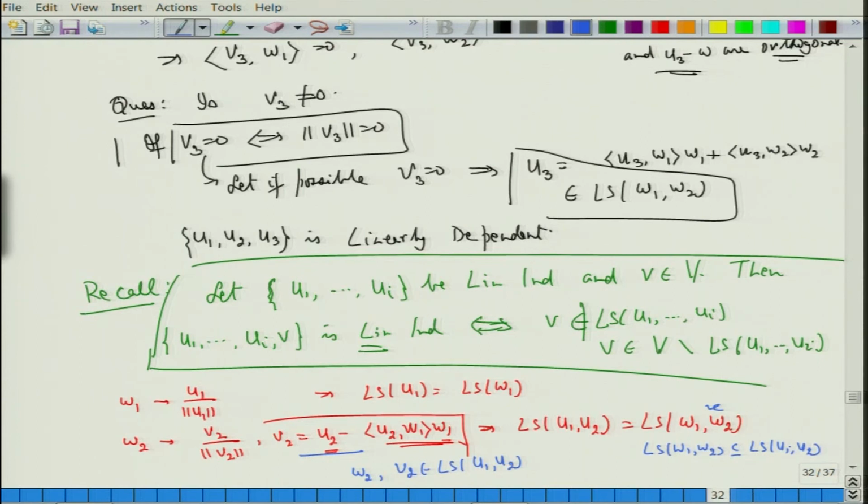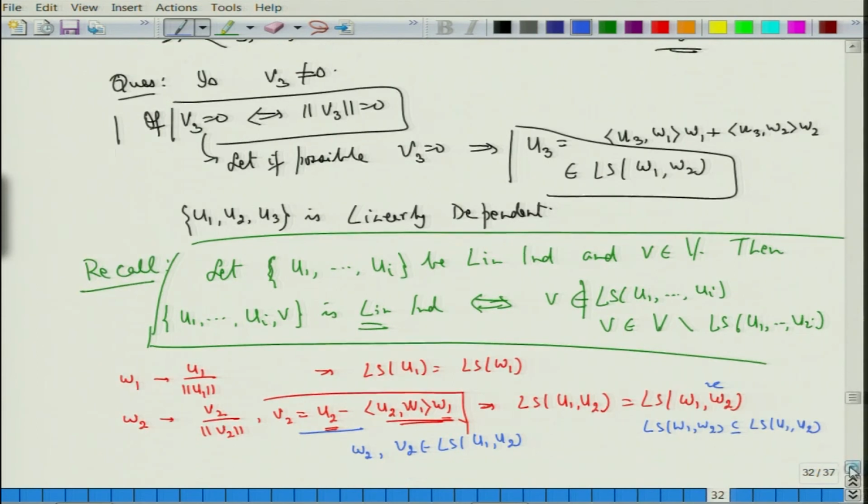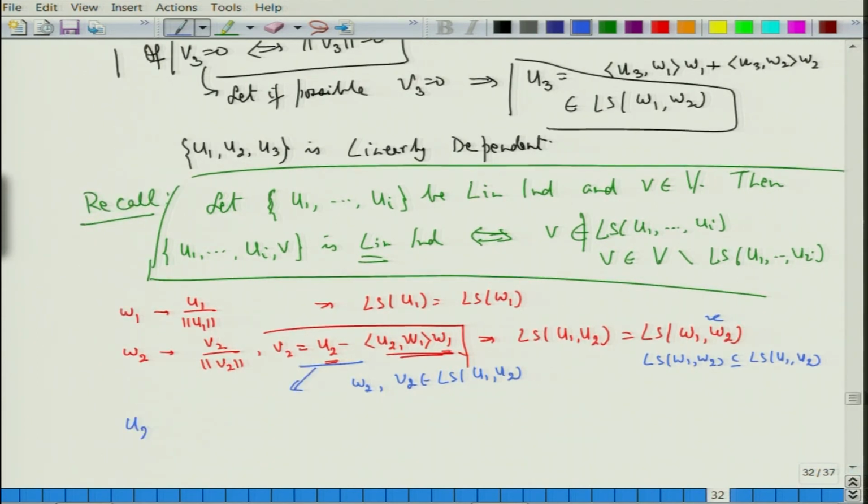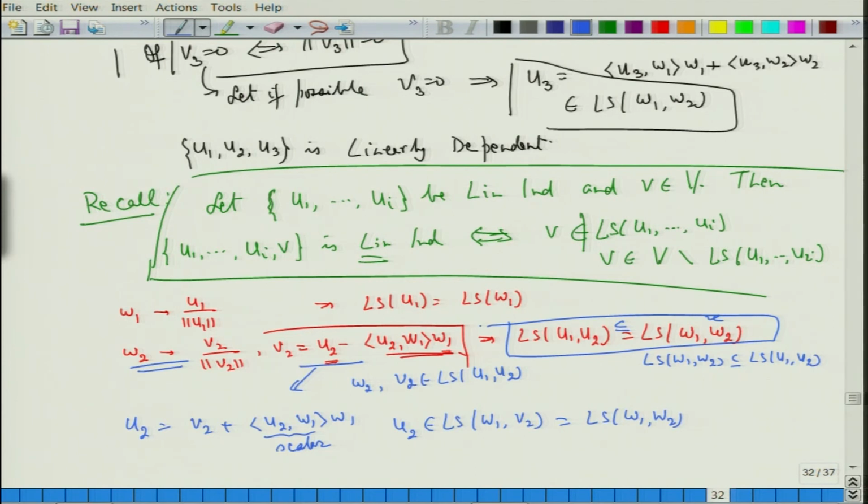Now, the other way around, since we have already shown that v2 is non-zero, I can write u2. So, from here I can write u2 as v2 plus <u2, w1> w1. This is just a scalar quantity. So, I am writing u2 belongs to the linear span of w1 and v2, but v2 and w2 are the same vector, just the unit vector difference. So, this is the same as the linear span of w1, w2. So, we have shown that this is also a subset, and therefore, this is satisfied, fine.